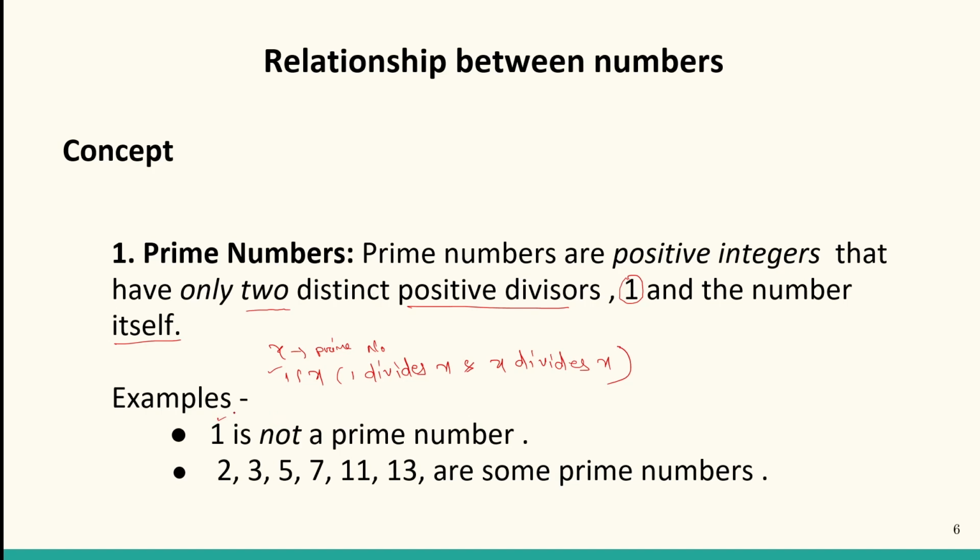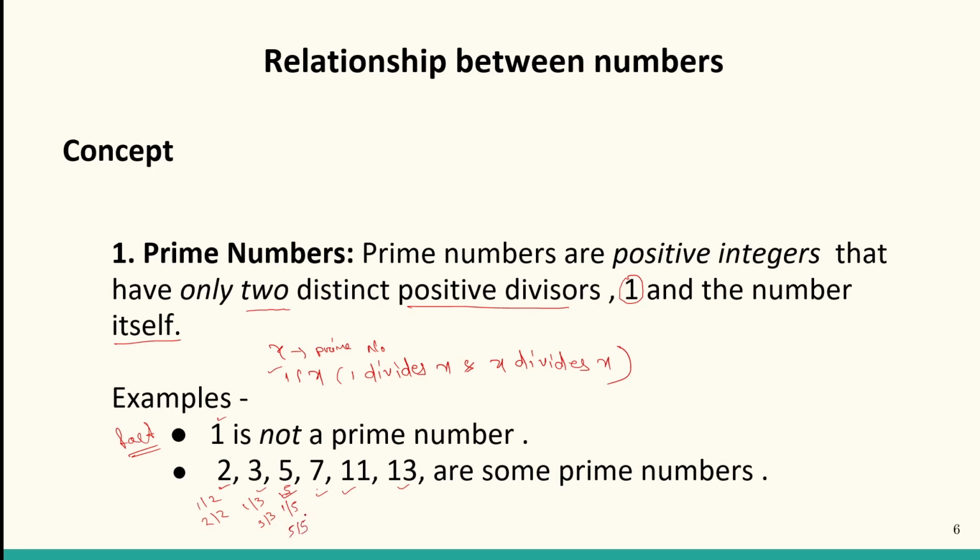And 1 is not a prime number. This is a fact in itself. Now consider 2, 3, 5, 7, 11, 13. You can see that 1 divides 2 and 2 divides 2, 1 divides 3 and 3 divides 3. Does 2 divide 3? No, because it will leave a remainder of 1. Does 2 divide 5? No, it will leave a remainder of 1. Does 3 divide 5? No, it will leave a remainder of 2. That is why only 1 divides 5 and 5 divides 5 itself.